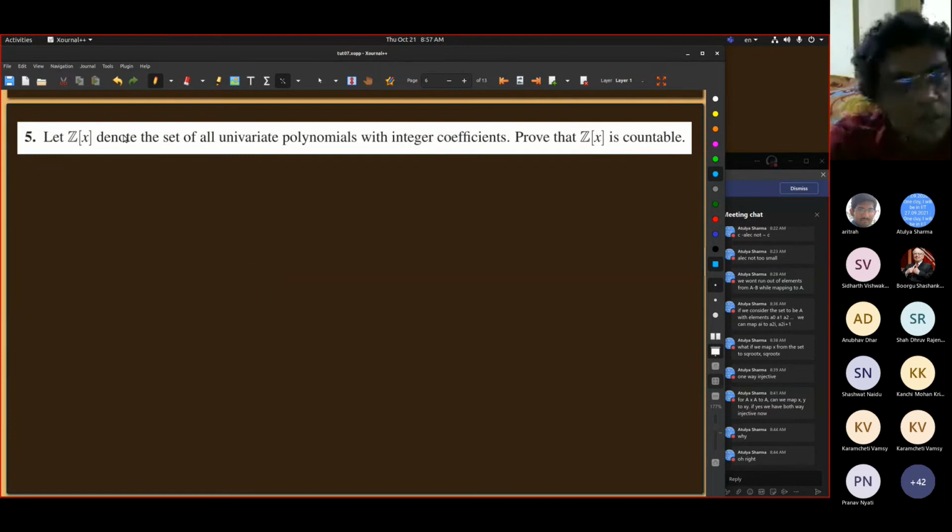Okay, maybe this is just a small question I ask. The set of all univariate polynomials with integer coefficients is countable. Again, do not confuse polynomials with infinite power series expansions. Every polynomial has a degree, and all coefficients beyond that degree will be 0. A polynomial is not the same as an infinite power series expansion. So any hint? Any suggestion?